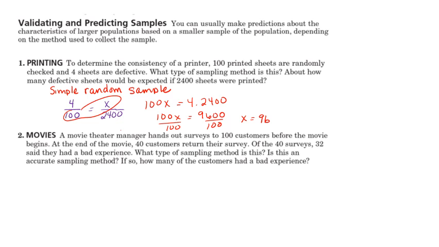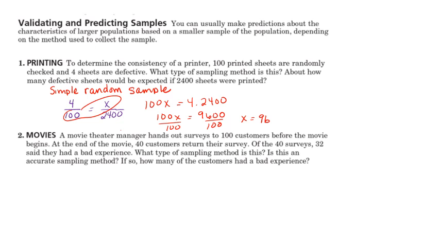All right. A movie theater manager hands out surveys to 100 customers before a movie begins. At the end of the movie, 40 customers return their survey. Of these 40 surveys, 32 of them said they had a bad experience. What type of sampling is this? Is it an accurate sampling method? If so, how many customers had a bad experience? So I give 100 people a survey, they watch their movie, and then 40 give it back. A huge majority of those, 32, say it wasn't a good experience.